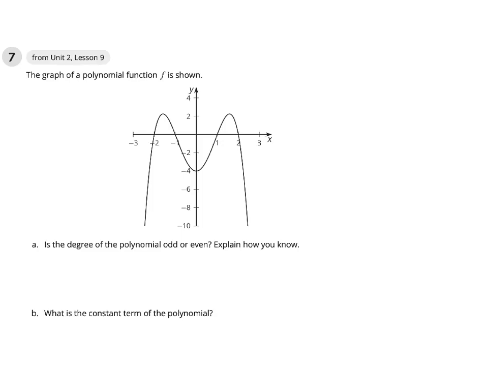Okay, for the final question, the graph of a polynomial is shown. Is the degree of the polynomial odd or even? The degree of the polynomial is even. How do I know? They end in the same spot. If they end in the same spot, it's even. What is the constant term of the polynomial? We know that the constant term is the same as the y-intercept. So the constant term equals the y-intercept, which equals negative 4.